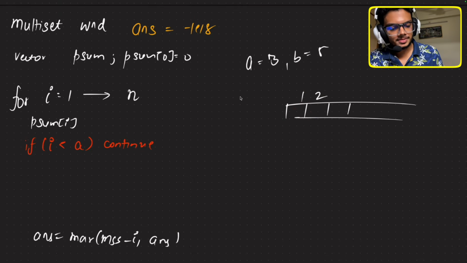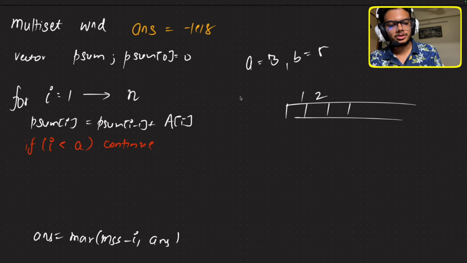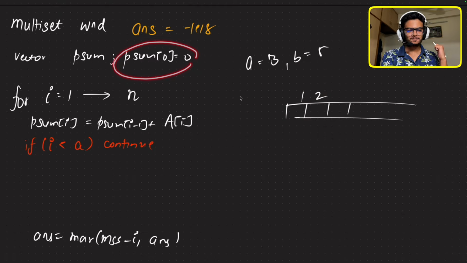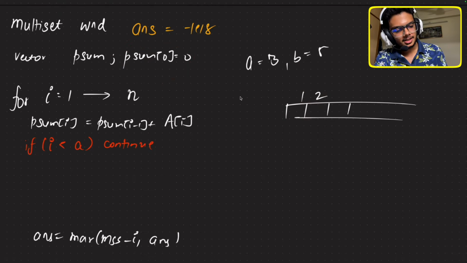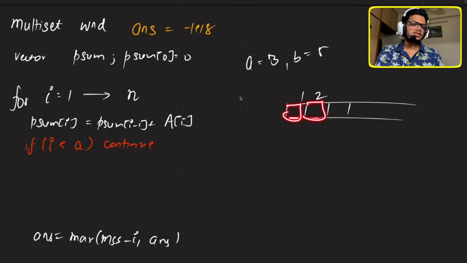So we will calculate p sum of I, which will be nothing but p sum of I minus 1 plus whatever the array of I value is right now. Notice that this will always work because we already have p sum of 0 set to 0. Okay, fine. So one thing is clear: if I is less than a, then this I has no contribution. There are no valid subarrays ending at these indices.